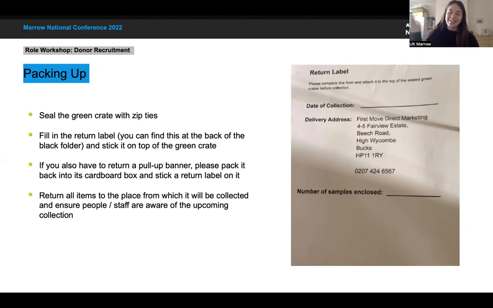But if you've done that, then you just stick the return label on top, you tape it to the top of the crate, fill it in. So put in how many samples you've collected again, or how many samples are in the crate, and then also the date of the collection. That's usually the next working day, but it's really just whenever your group booked that. And then you just return the crate to wherever you book the collection from. So usually that's either like your house or the reception closest to the event where you've run the event, but you should know where you've booked your collection from.